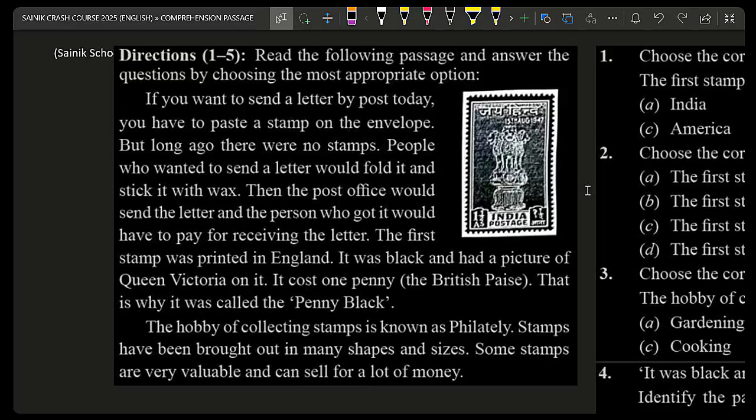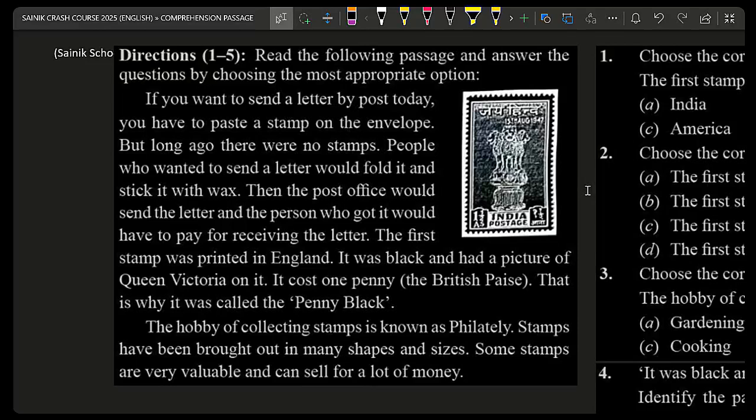Then the post office would send a letter and the person who got it would have to pay for receiving the letter. Yes, continue. Sir, from the post office they used it to send to the person. Yes. The person who received the letter used it to pay for it. Okay, okay.